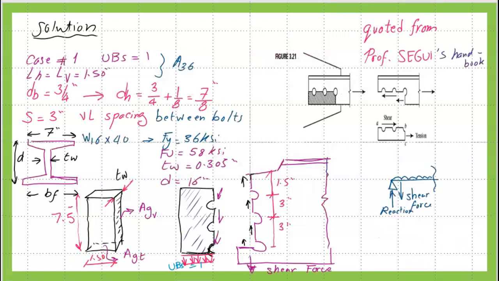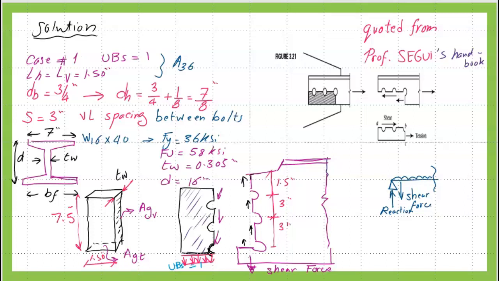We start the solution for the solved problem. We have W16 by 40, which has a web thickness of 0.305 inches. The breadth is 7 inches. A36 grade will give a value for the yield stress equals 36 ksi, and the ultimate stress equals 58 ksi.